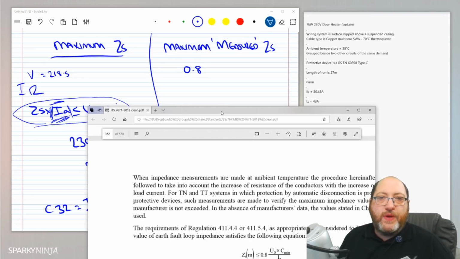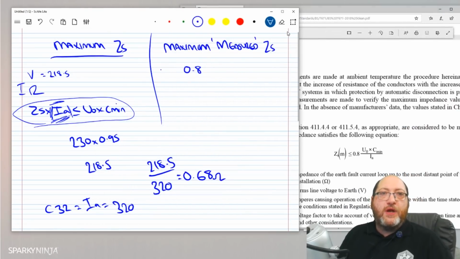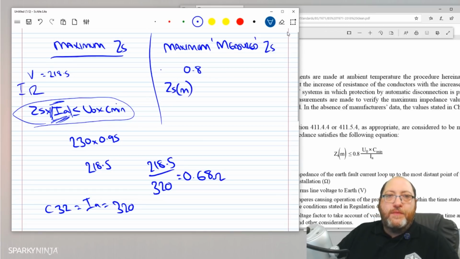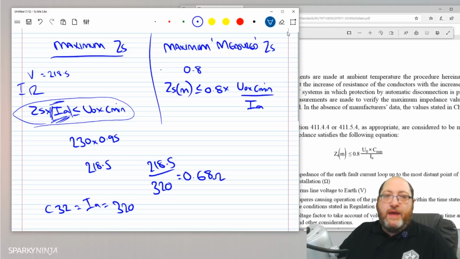Let me just put this somewhere where you can still see it while I go on this. So the Zs that I am to measure must be less than or equal to 0.8 times the value of Uo times Cmin over Ia. And that's what I did here. Uo times Cmin over Ia equals that.